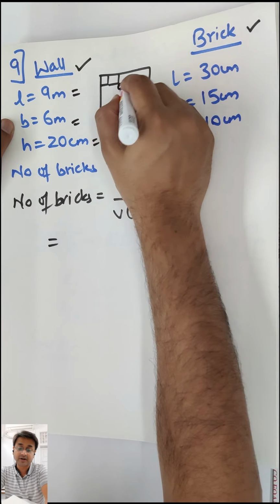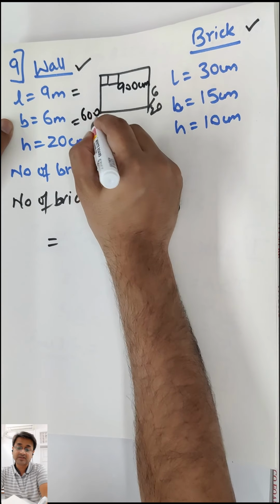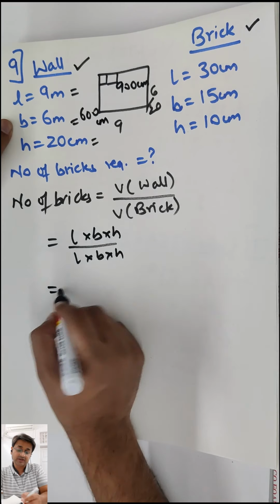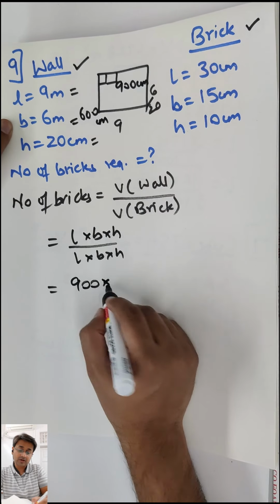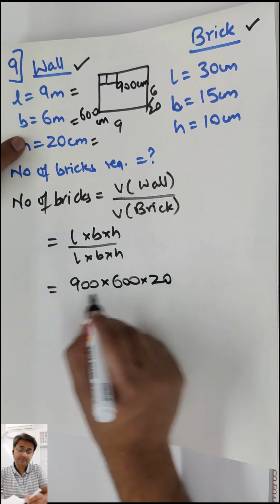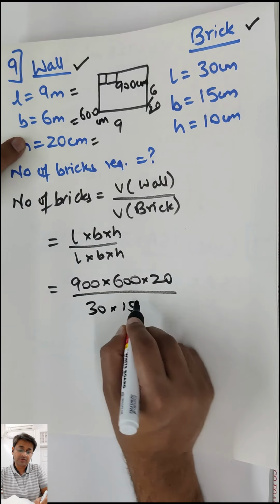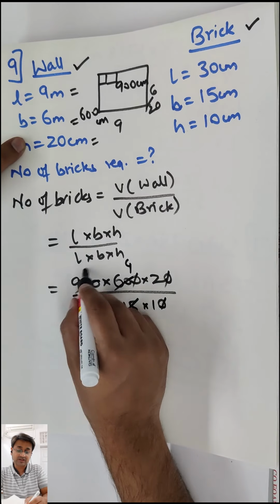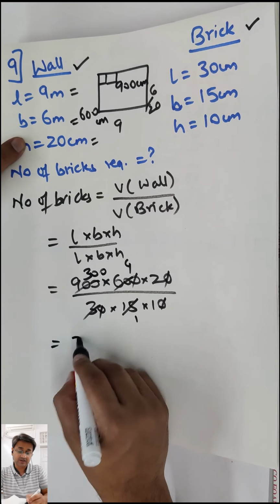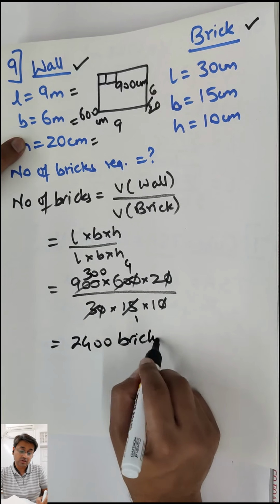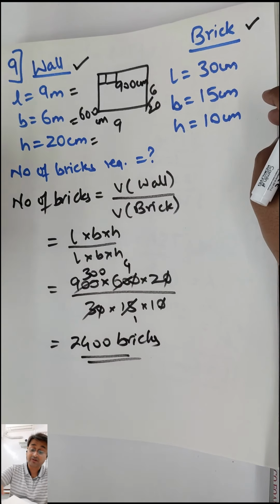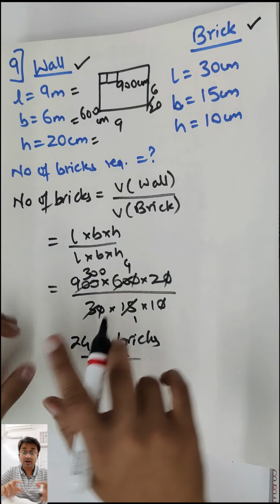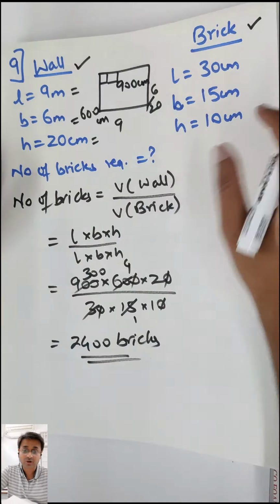So 9 will become 900 and 6 will become 600. Volume of the cuboid is length into breadth into height, both are cuboids. This is going to be 900 into 600 into 20 divided by 30 into 15 into 10. So 2 zeros go away. 15 ones are 15, 15 fours are 3 ones are 3, 300s are... So 4 twos are 8, 3s are 24 and 2 more zeros. Can you imagine, for one wall you will need 2400 bricks. Oh my god, for one wall how many bricks are needed? Imagine, we never even thought about it, right?